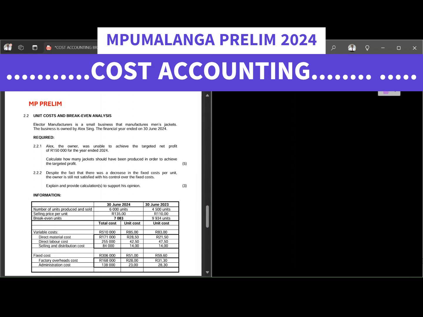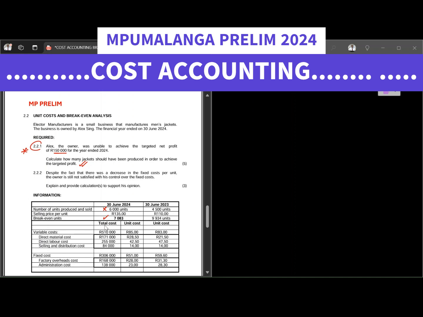But my focus is on this particular question here, which says the owner was unable to achieve the targeted net profit of 150,000. Then calculate how many jackets should have been produced in order to achieve this targeted net profit. Remember what we did in the previous Mpumalanga paper. We cannot do the same here because, as I alluded earlier on, the number of units produced and sold is 6,000 and the break-even point is 7,000.